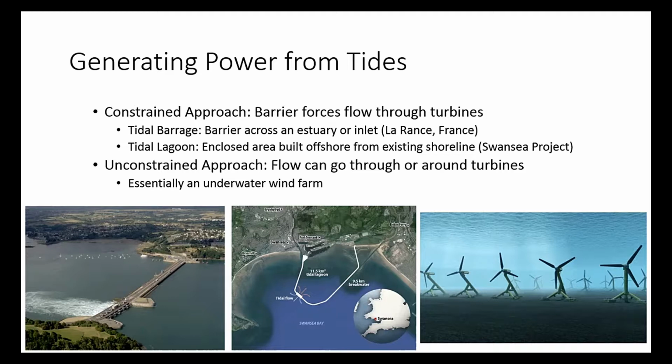Then we have the unconstrained approach, which has the least effect on the environment. The trouble with that is that flow can go through the turbines, but the flow actually likes to go around them. But we can design arrays to force flows through turbines to maximize power.